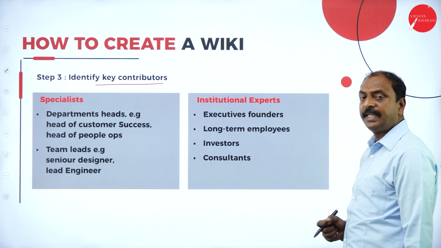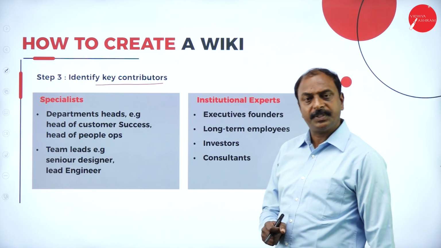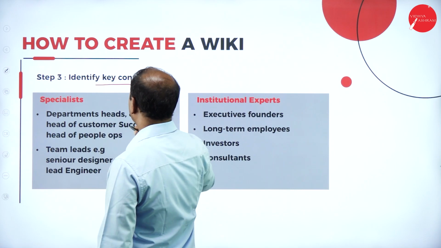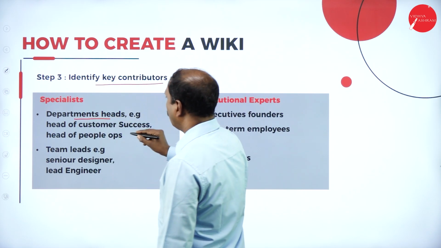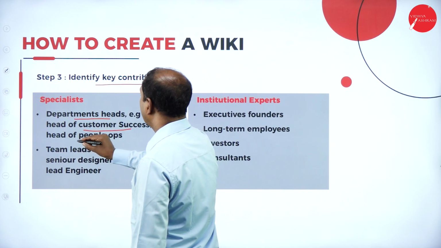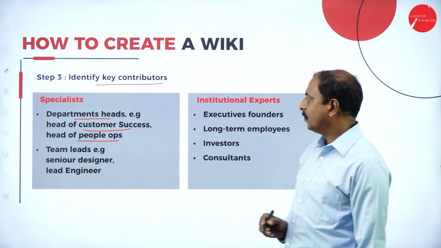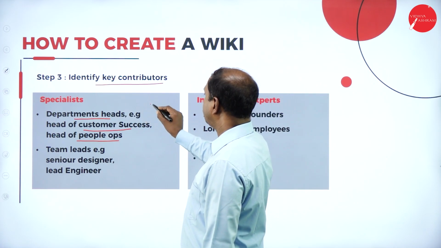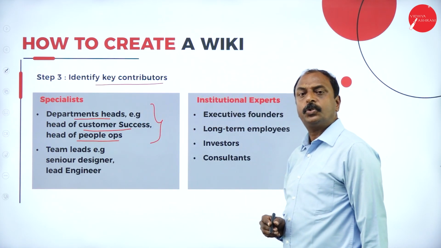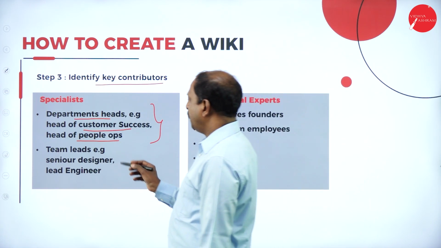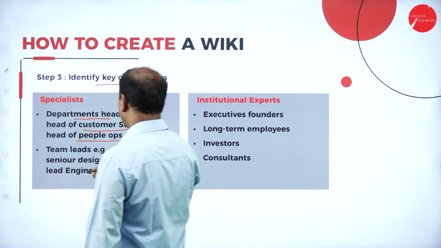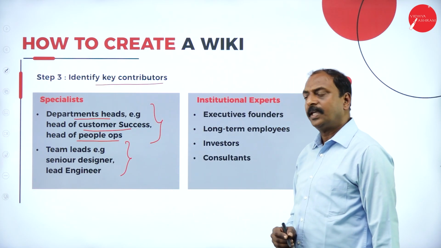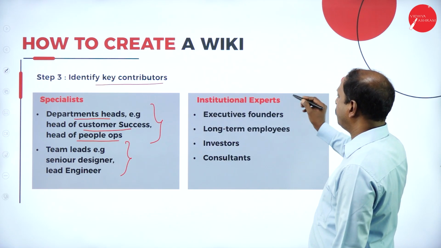Because a wiki site is nothing but a collaborative website. Here we can think of department heads, the head of customer success, the head of people operations. OPS stands for operations. These types of people can contribute to your wiki site. And team leads, for example, a senior designer or lead engineers, can also contribute to your wiki page. So we have to identify the right people for this.